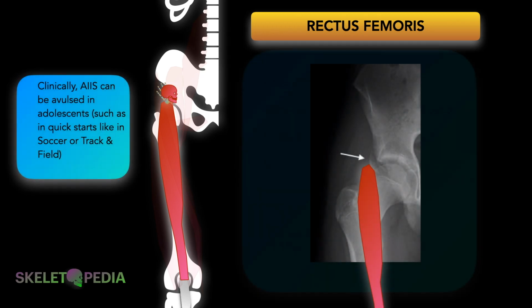Clinically, the anterior inferior iliac spine, where the rectus femoris originates from, can be avulsed. This is commonly seen in adolescence where the bone isn't as strong, and in settings such as quick starts like in soccer or track and field.